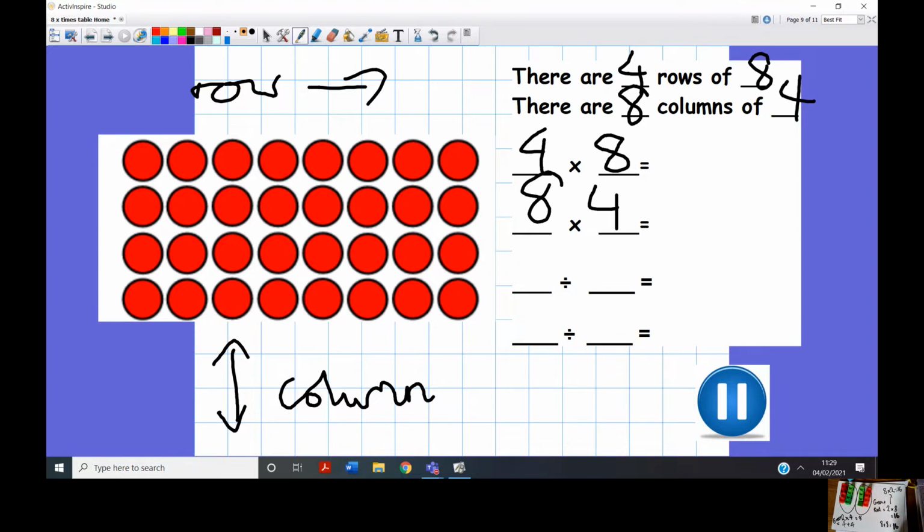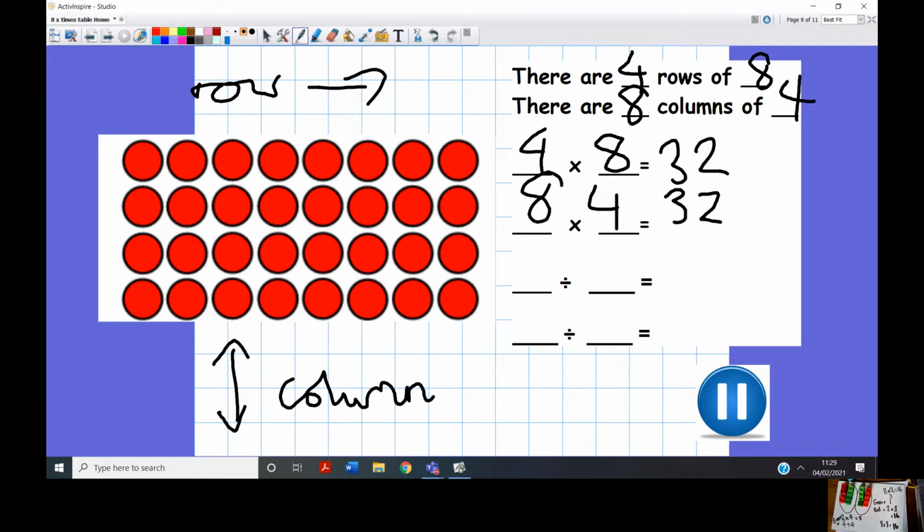Let's skip count in our 8 times table to solve these equations. Solve the top equation. 8, 16, 24, 32. And the beauty of commutativity is that we already know the answer to 8 times 4 because it's 32. We should have known it anyway because we know our 4 times table.